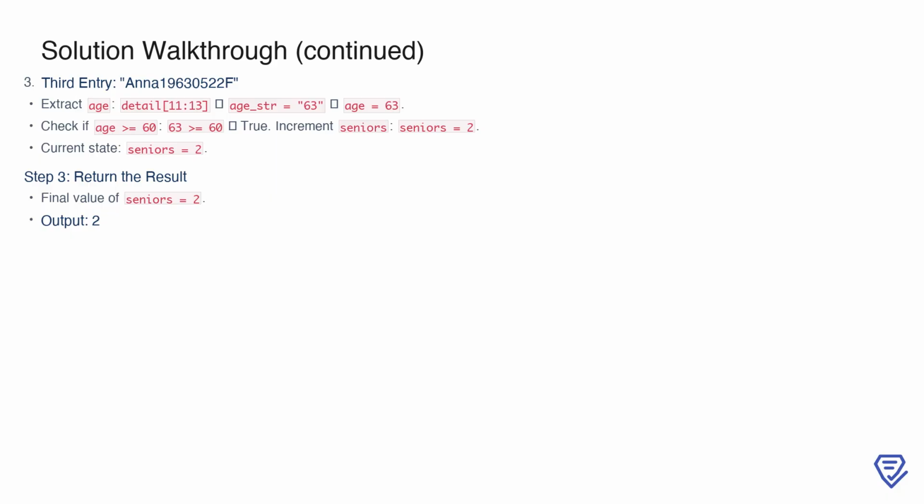With no more entries left to process, we return the final value of the seniors variable, which is 2. This means 2 of the 3 entries in this example represent seniors, and the output is 2.